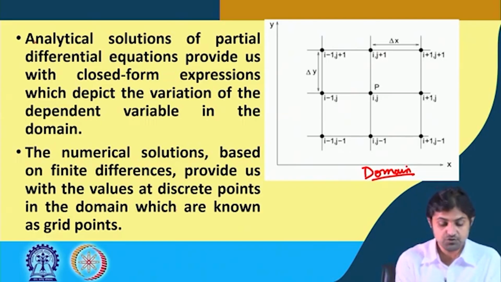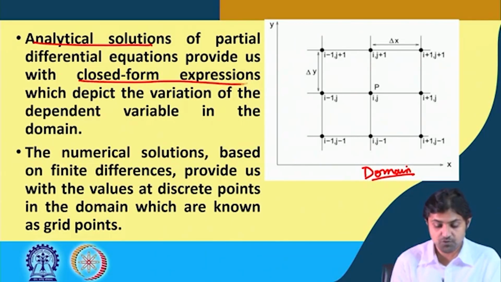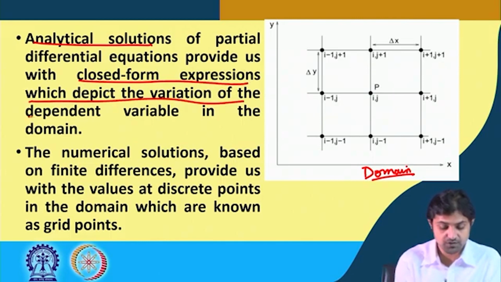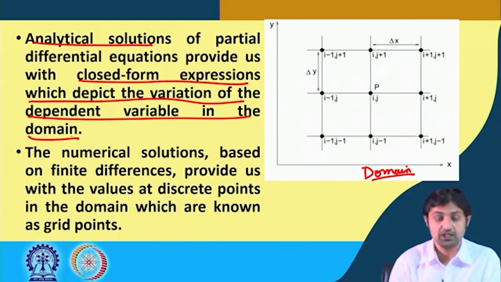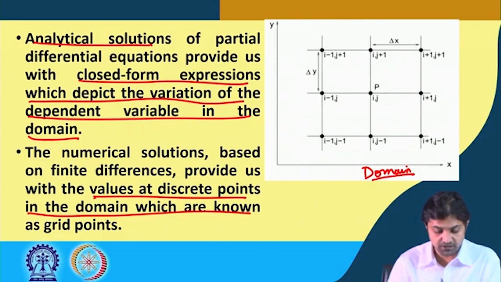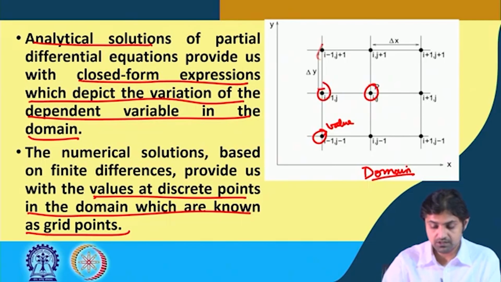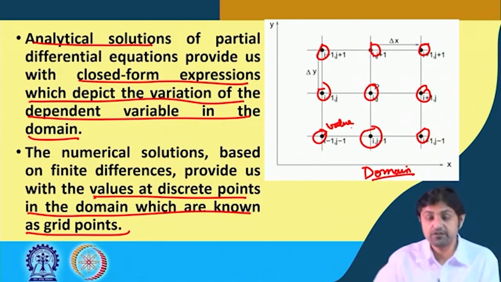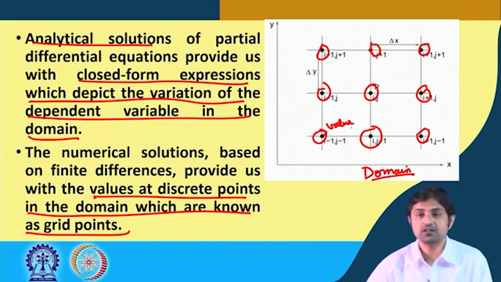What does the analytical solution of the partial differential equation provide us? It provides closed form expressions which depict the variation of the dependent variable in the entire domain, whereas the numerical simulation based on finite difference provides us with the values at discrete points in the domain. It will provide us the value here, here, here, whereas the mathematical solution will give us a closed form expression which is valid everywhere, not only at some points.